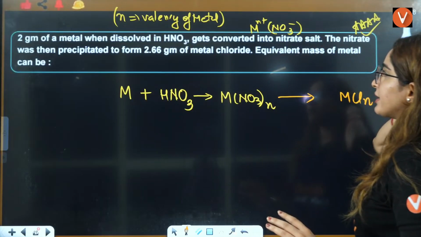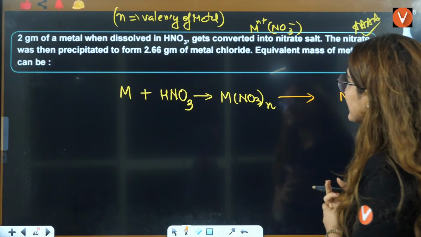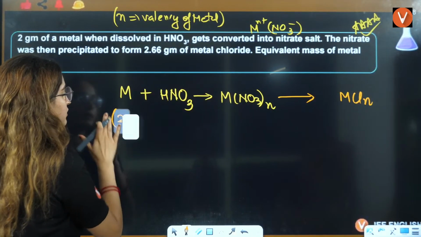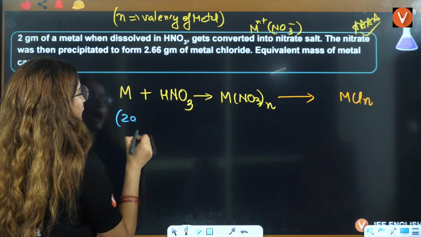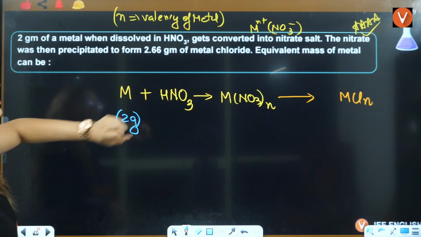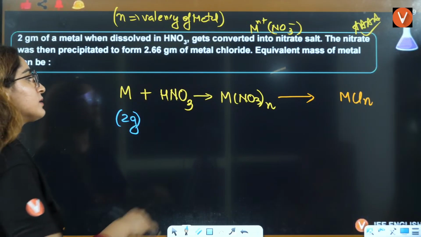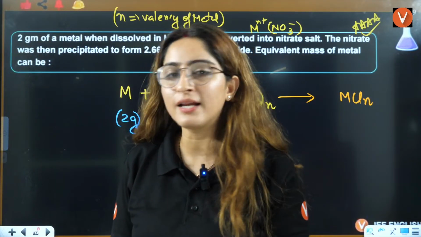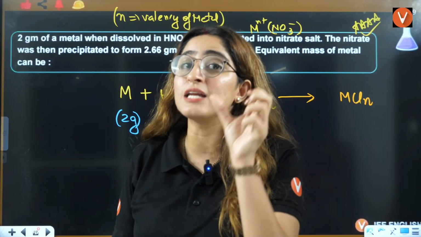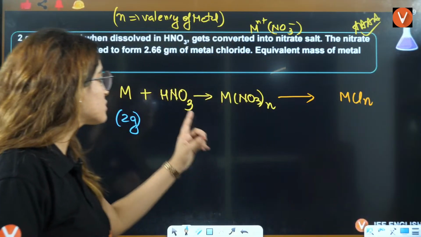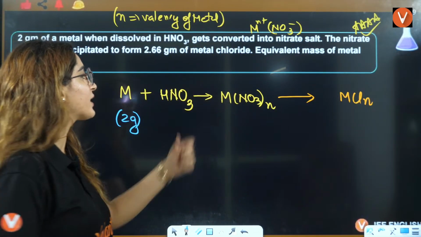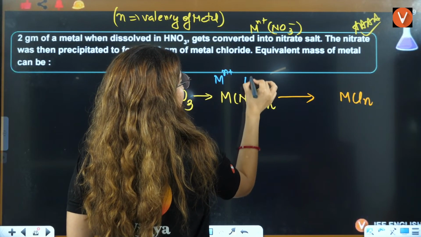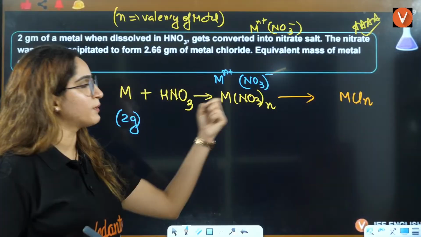2 gram of metal when dissolved in HNO3 gets converted to nitrate salt. They are saying there is some metal, and you take 2 gram of this metal. That is dissolved in HNO3 solution to get converted to nitrate salt. This is nitrate salt. So now I am taking the valency of the metal as n positive. Metal is electropositive, so that's why I have taken valency as n positive. It will be converted to a cation because it is forming a compound with the nitrate ion. So this must be a cation, that means it must be M^n+. This will be M, valency is n, and this will be NO3 negative. After cross multiplication, you will get this.